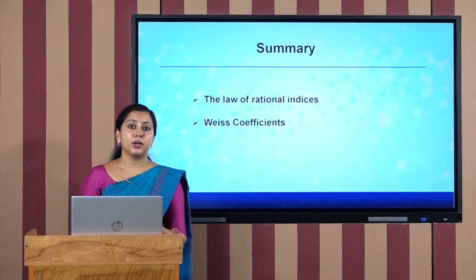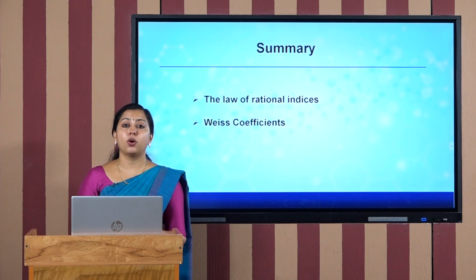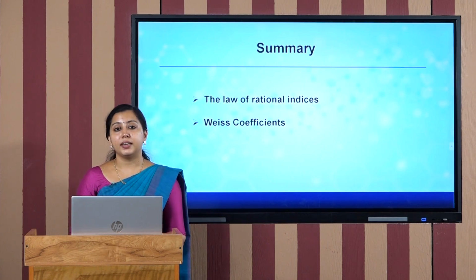While discussing this law of rational indices, we also saw the Weiss coefficients or Weiss indices, which are the coefficients of the intercepts, generally denoted as p, q and r. They define a plane and the intercepts that it makes on the crystallographic axis. In the next class, we will have a detailed discussion on the internal structure of the crystals.